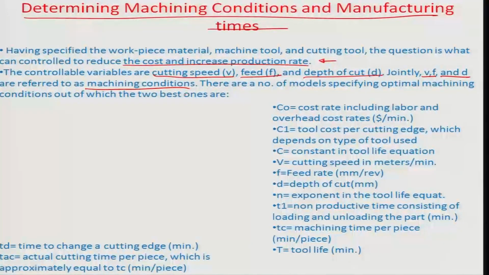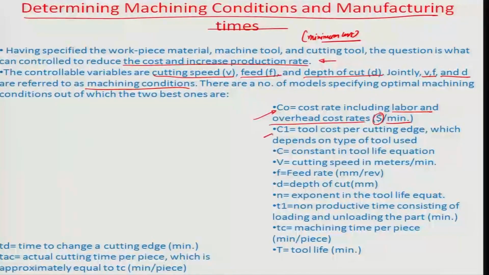And so, there are a number of models which specify the optimal machining conditions, out of which the two that I am going to teach here are the minimum cost model, and the other, the minimum time model, which is related to the total manufacturing time. So, let us suppose that in a particular case of machining you have a cost rate which includes labor and overhead cost rates. It could be some unit of currency per unit time.